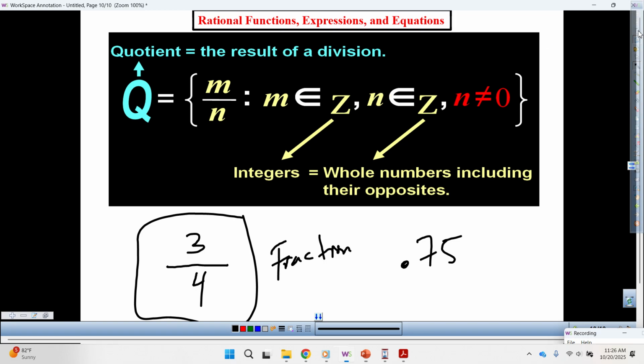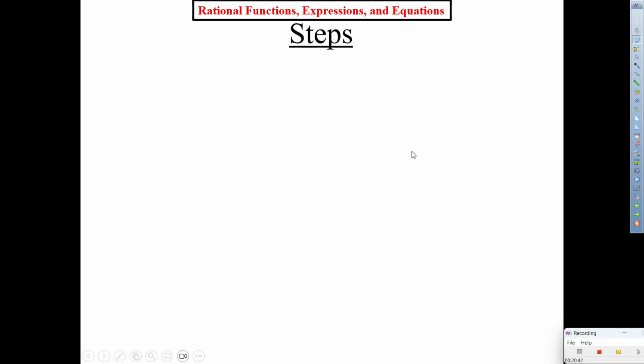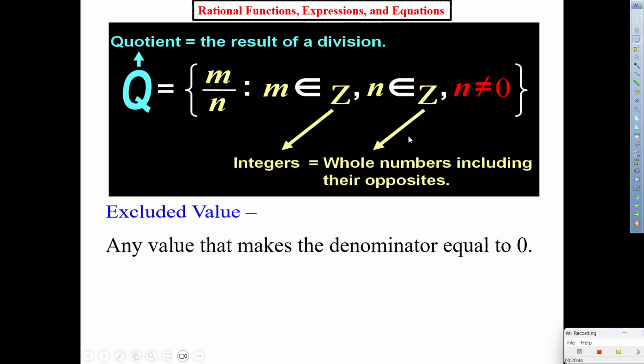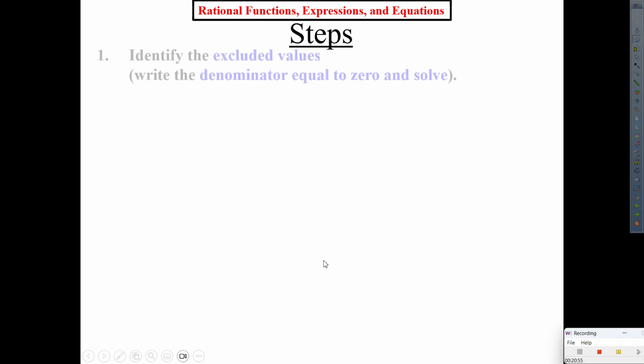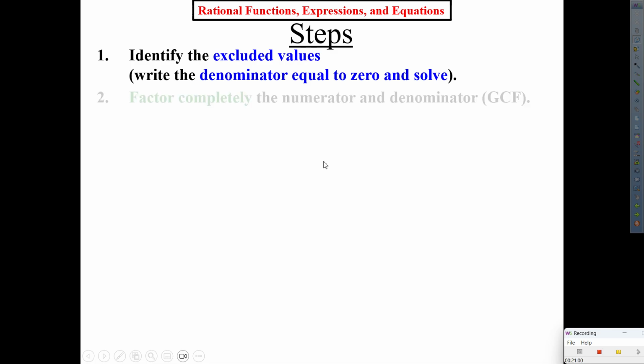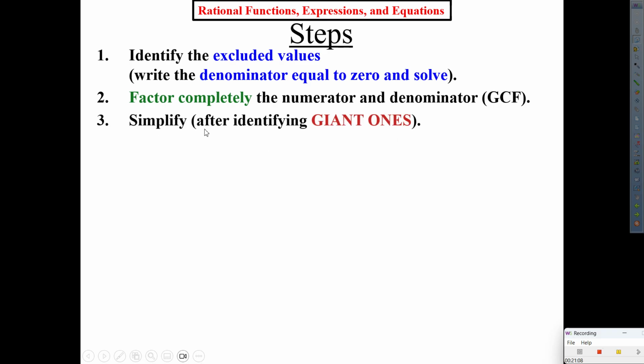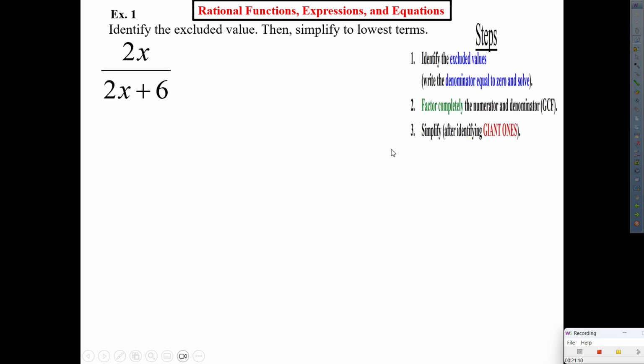All right? So today, my bad, let me go back. If we cannot have a value on the denominator to make it 0, that's what we call the excluded value. We're going to cover that today. Here's the process. Don't write these down. Today we're going to identify excluded values first. It says write the denominator equal to 0 and solve. Step 2, factor completely the numerator and denominator using GCF and simplify, identifying the excluded values.